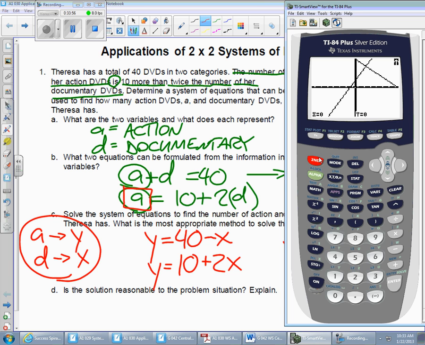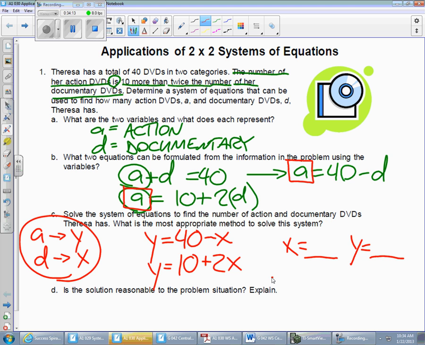We can see it. Calculate, option 5 for intersect. Bring our cursor down, just get it close. Pretty good. Enter, enter, enter. All right, x is 10, y is 30. Okay. Find the number of action and documentary DVDs that Teresa has.